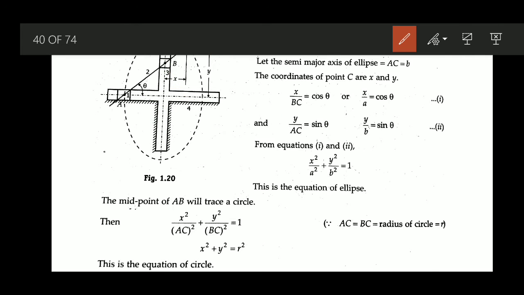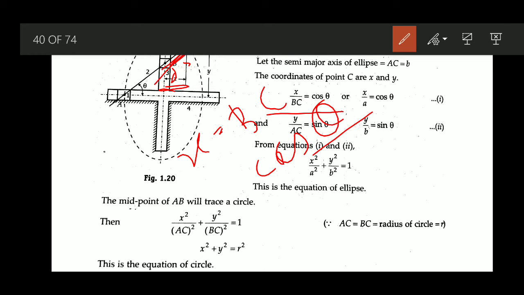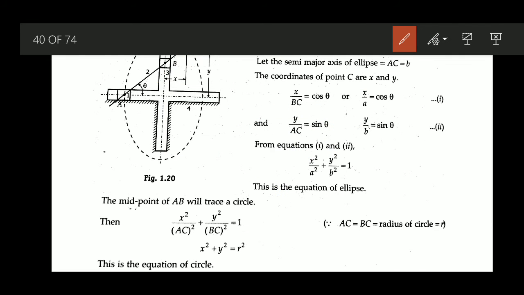Now what we can write is that x equals BC, and this angle is theta, so BC cos theta is going to give you x. x equals BC cos theta. So from here we can write x by BC equals cos theta. Now what is BC? BC we have already considered as equal to a, so x by a equals cos theta.